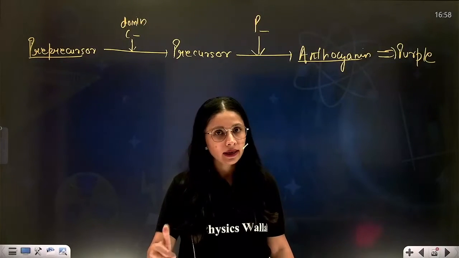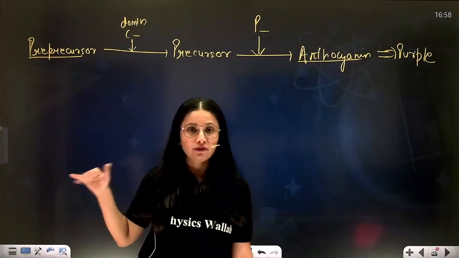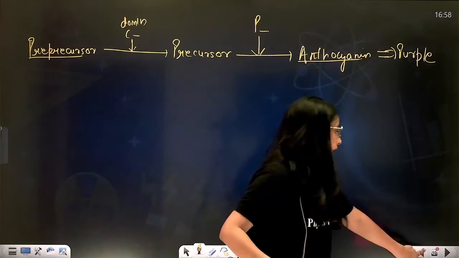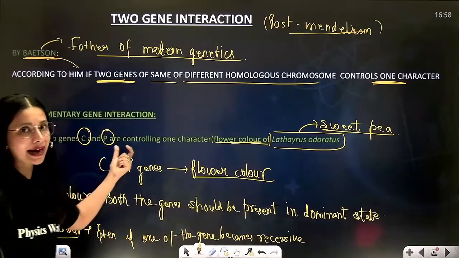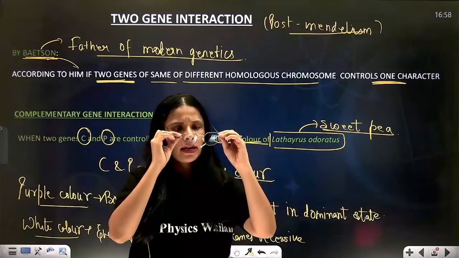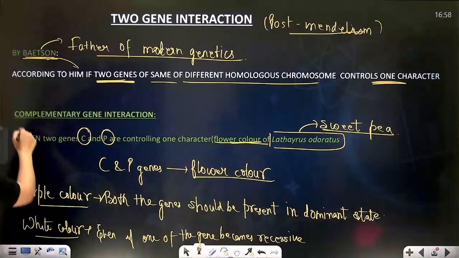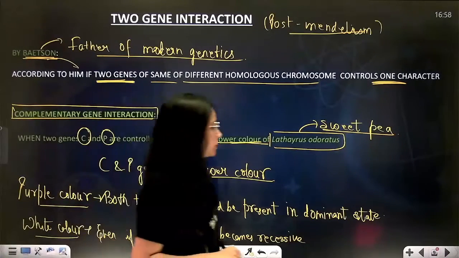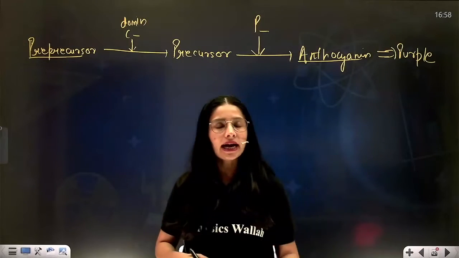Absolutely understood? Correct? Now, Bateson, beta, explained this two gene interaction in the flower color of Lathyrus odoratus under the name complementary gene interaction. So this two gene interaction, which you see in the case of flower color of Lathyrus odoratus, is known as complementary gene interaction. Clear? Yes. What is complementary gene interaction? Cool. Very good. Now let's try to make the cross to understand it in a better way.